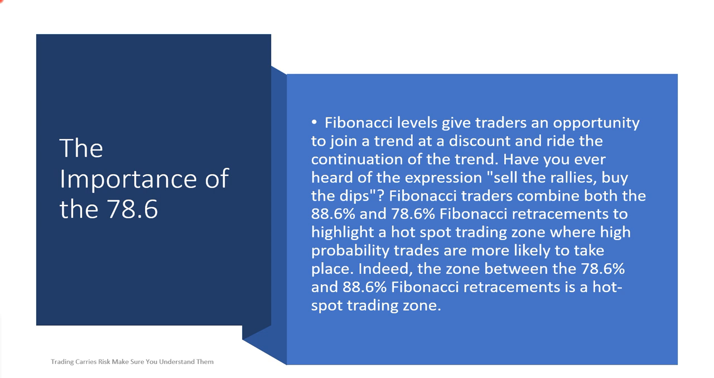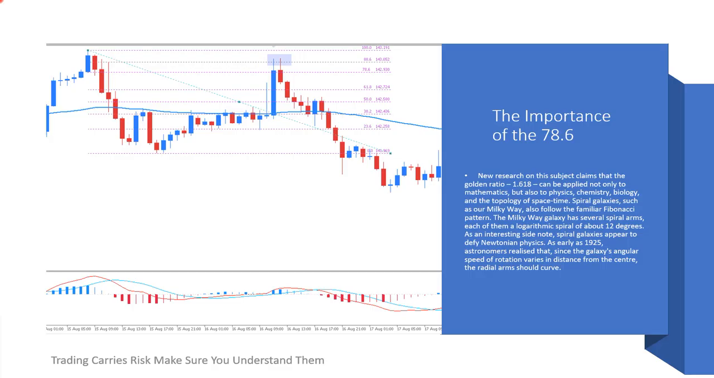Fibonacci levels give traders an opportunity to join a trend at a discount and ride the continuation of that trend. Have you ever heard the expression, sell the rallies, buy the dips? Fibonacci traders combine both the 88.6 and the 78.6 Fib retracements to highlight a hotspot trading zone where high probability trades are more likely to take place. Indeed, the zone between 78.6 and 88.6 Fibonacci retracement is that hotspot zone.